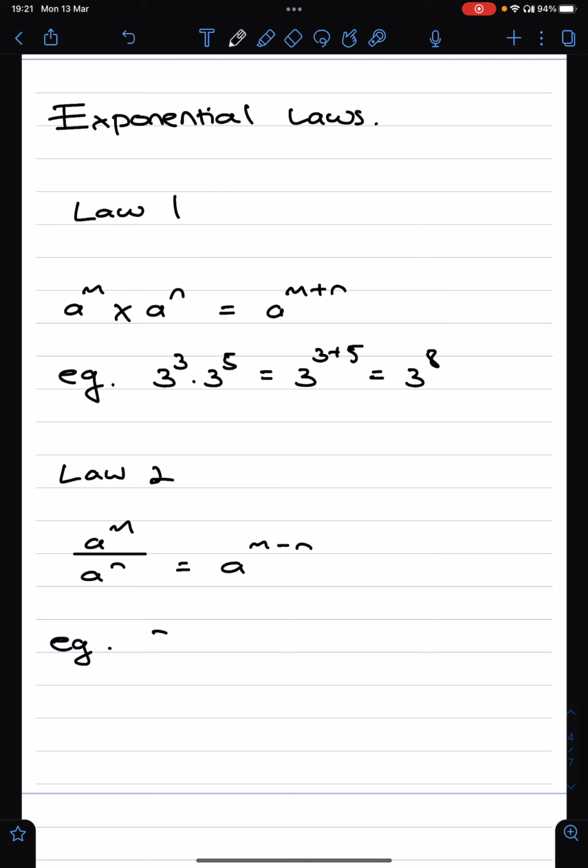Let's give an example. If I have 2 to the power of 8 divided by 2 to the power of 3, I will then have 2 to the power of 8 minus 3, which then becomes 2 to the power of 5. Okay, let's move on to law 3.